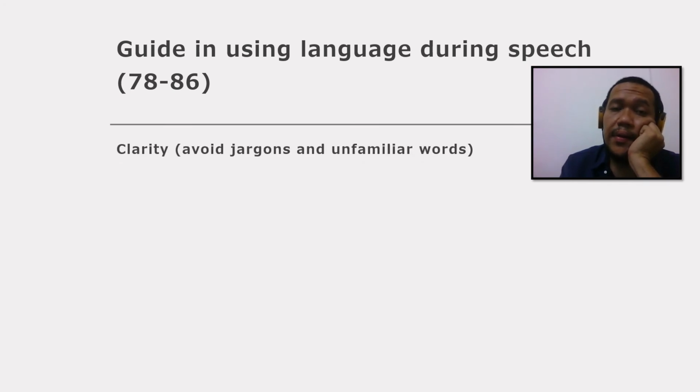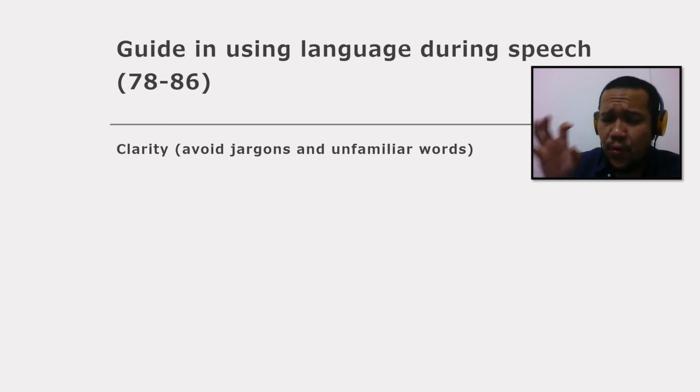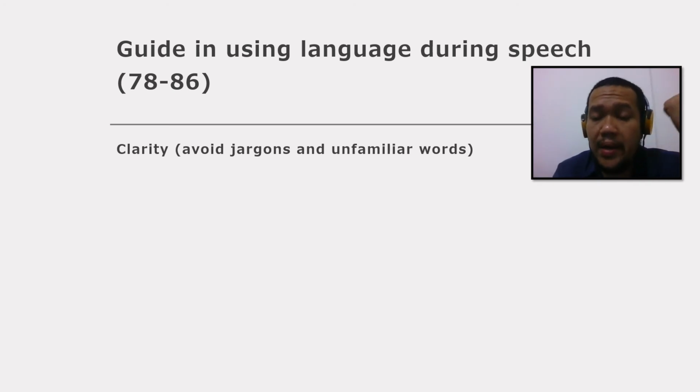All right, the first principle that you have to use is make sure the words used are clear enough. All right, we're talking about clarity: avoid jargon and unfamiliar words. If you want to use jargon or unfamiliar words, make sure you explain them in your speech so that the audience can understand. All right.